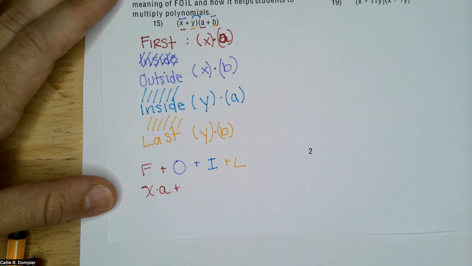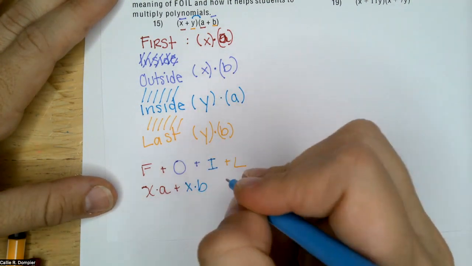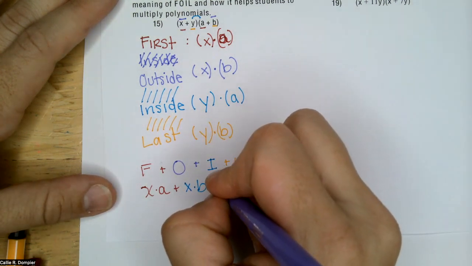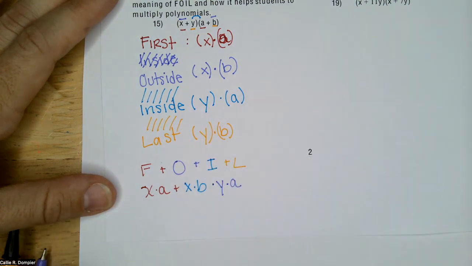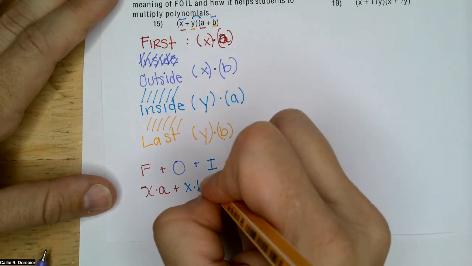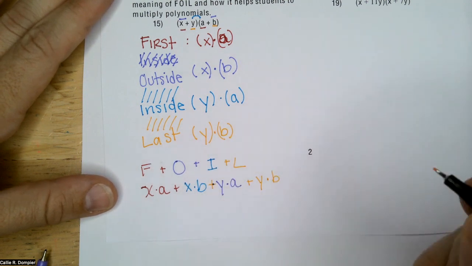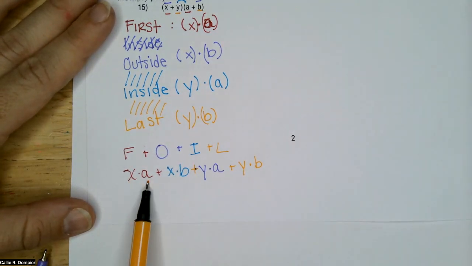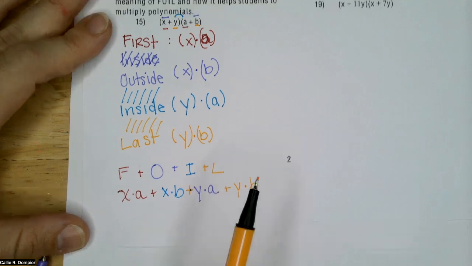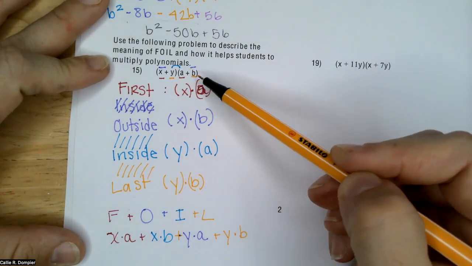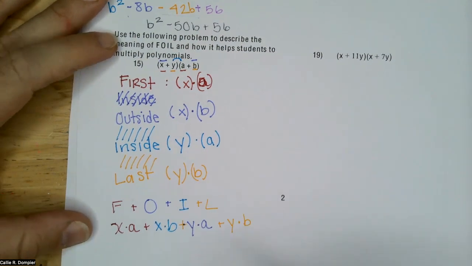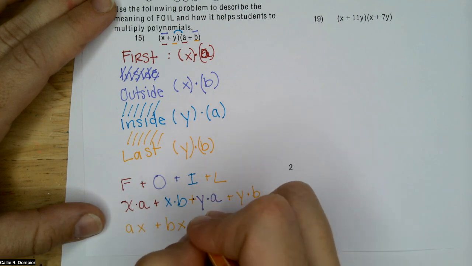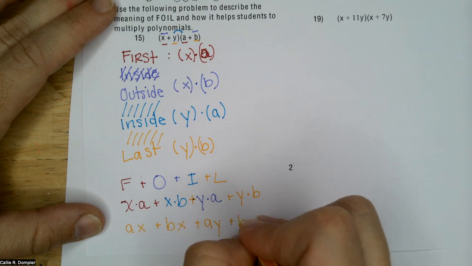Outside was X times B. Inside was y times a. And then my last one was y times b. X times a plus x times b plus y times a plus y times b. So we have our x times both of them, and then we have our y times both of them. So it's just ax plus bx plus ay plus by.